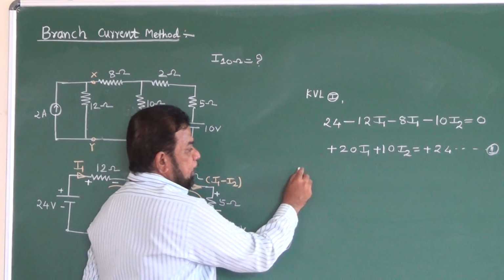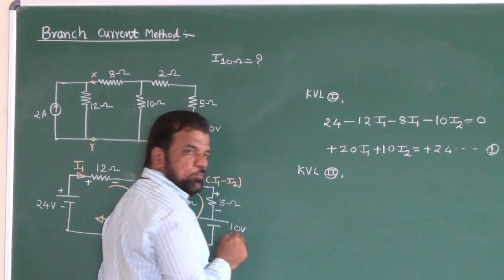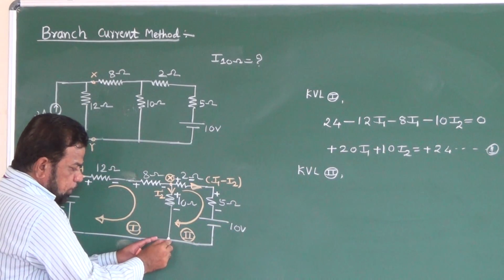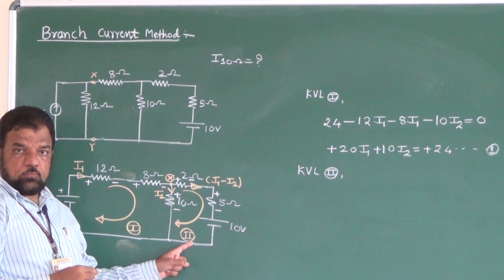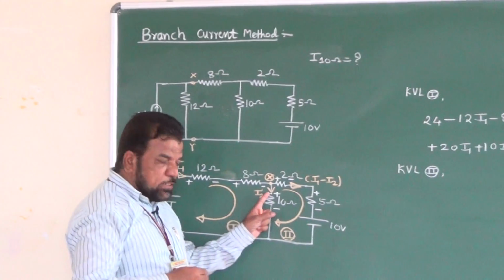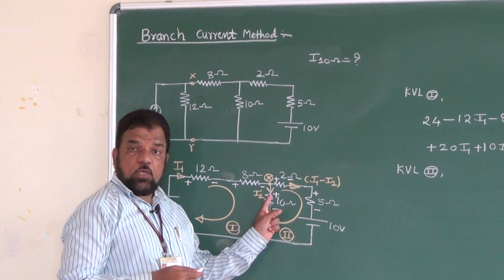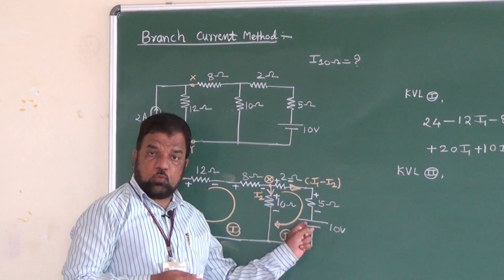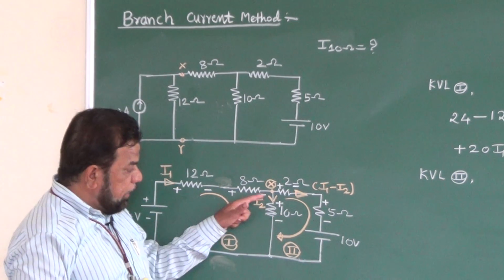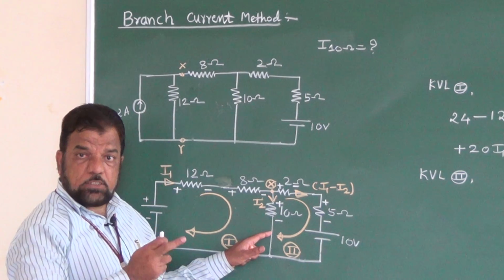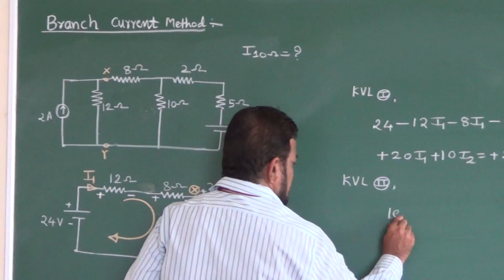Now if I apply KVL to loop 2, so again I will start from some point and I will traverse in a clockwise direction. Look here, now what are the potential is there across 10 volt, that is from minus to plus when we are applying KVL to loop 2. The same potential when we are applying KVL to loop 1 is plus to minus. Okay, so there is the change in the polarity. Okay, now the potential comes to be 10 I2.